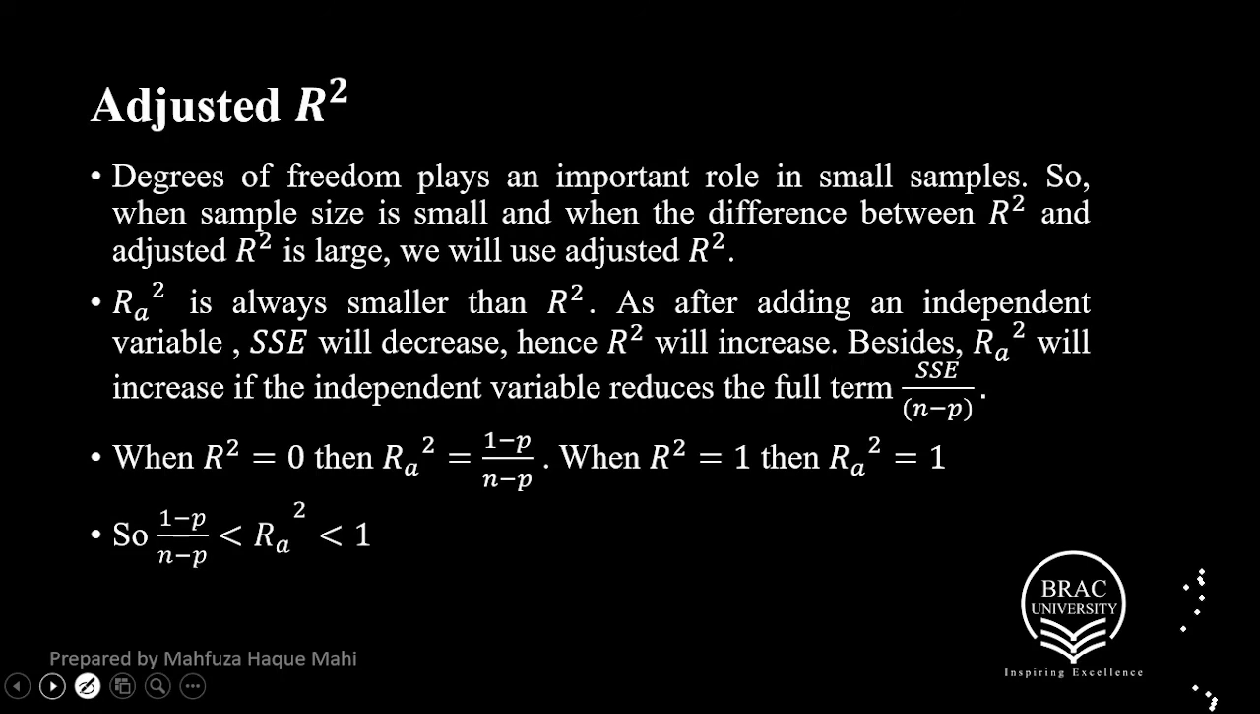We know that R square lies between 0 and 1, and the range of adjusted R square is: 1 minus p by n minus p less than or equal to adjusted R square less than or equal to 1.